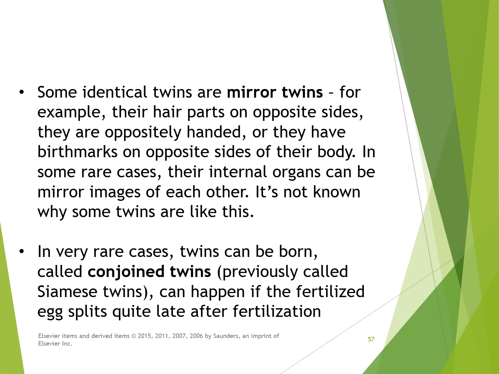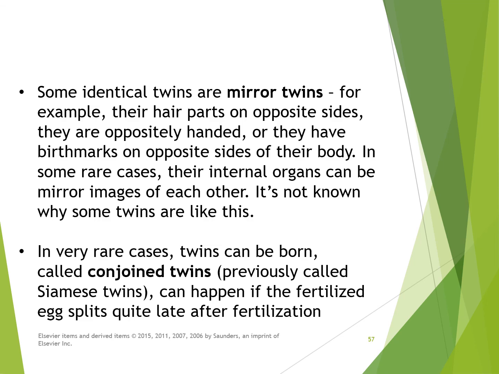Here's another case where this isn't in your book, I just added this because I thought it was interesting. Some identical twins are mirror twins. In other words, if they look in the mirror, they're identical. For example, their hair parts on opposite sides, they're oppositely handed, or they have birthmarks on opposite sides of their body. In some rare cases, their internal organs can actually be the mirror image of each other. It's not known why some twins are like this. It was a patient of mine. They had mirror twins, two little girls, and it's very interesting.